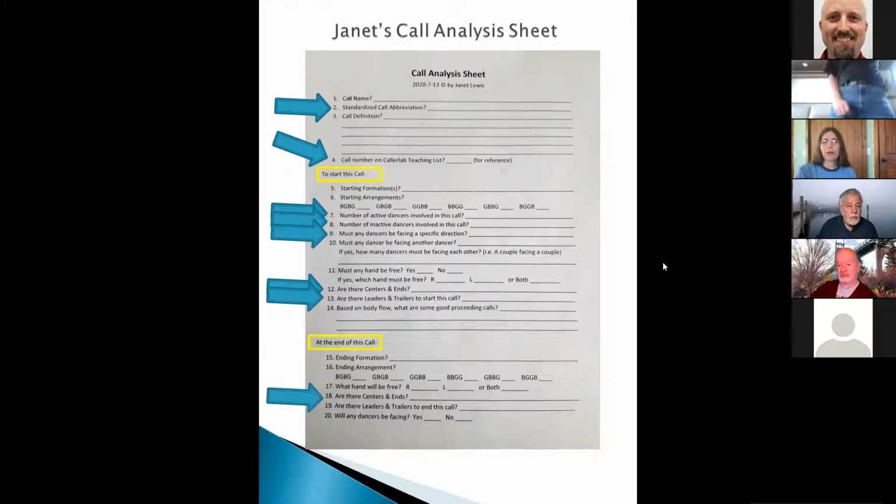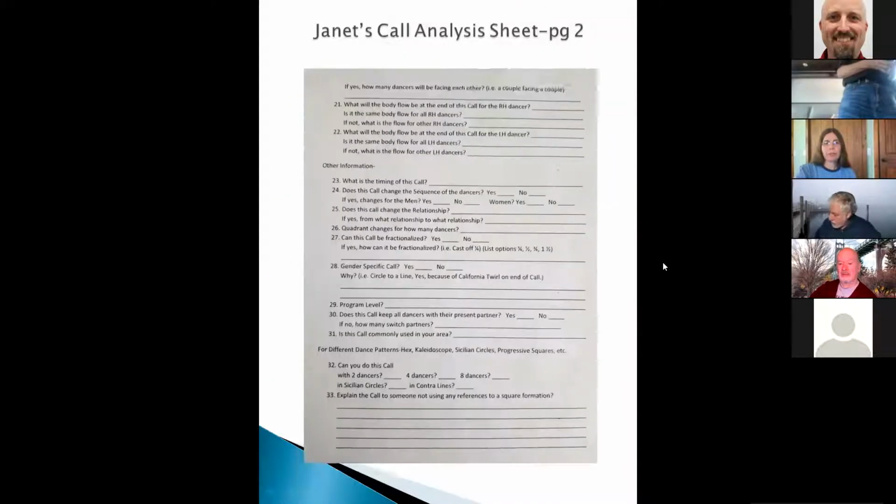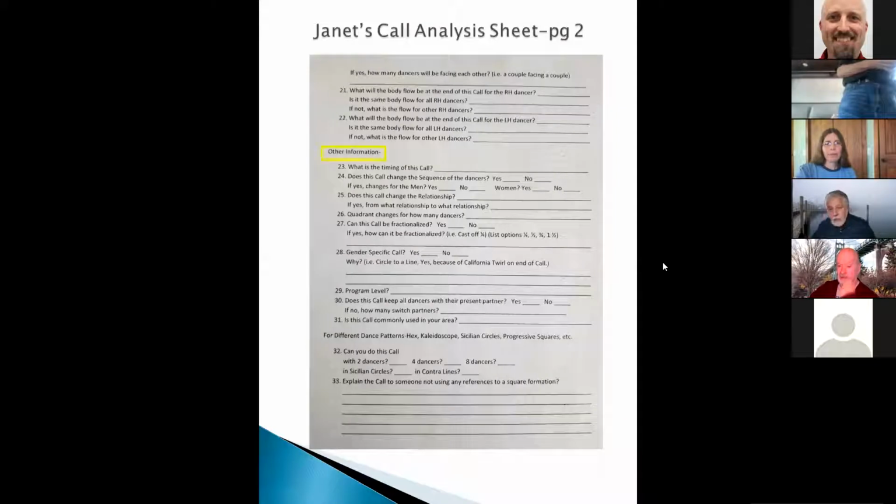And then at the end of the call, do we have centers and ends and leaders and trailers? And while I'm talking here, I just realized I should probably put in there at the end of the call, are those leaders and trailers and centers, the ends, the same, or have the centers changed to be different dancers and have the leaders changed to be different dancers? I did not have that in there. So if we go to page 2, we have other information that I've added in there.